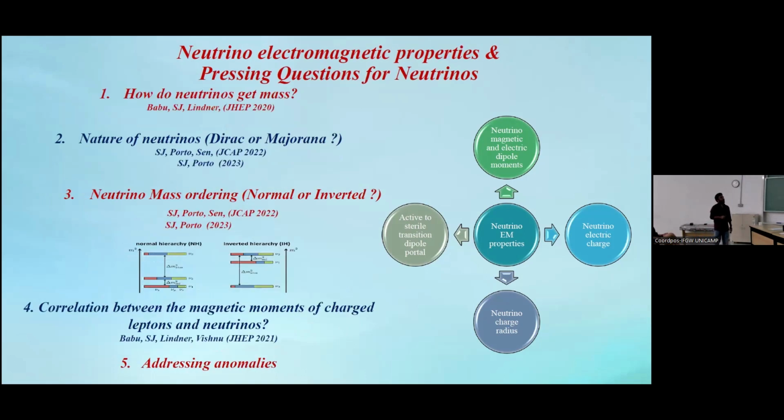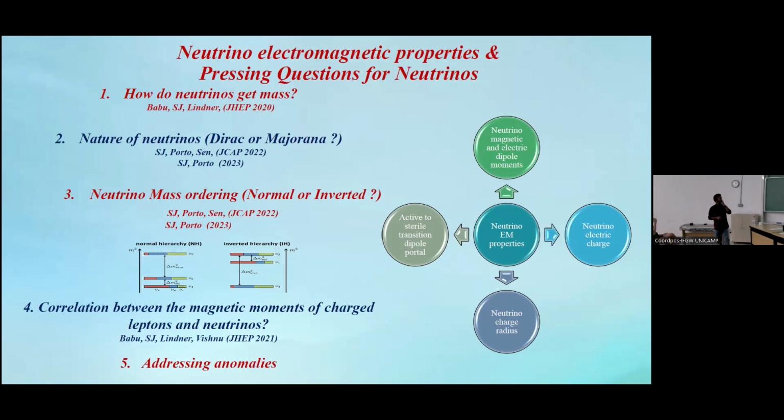Of course there are different approaches you can take to address all these questions. We are trying to understand whether neutrino electromagnetic properties, whether there is some robust correlation which can address some of these questions. So first of all, how do neutrinos get mass?